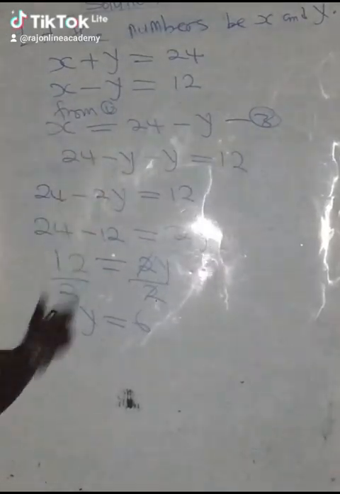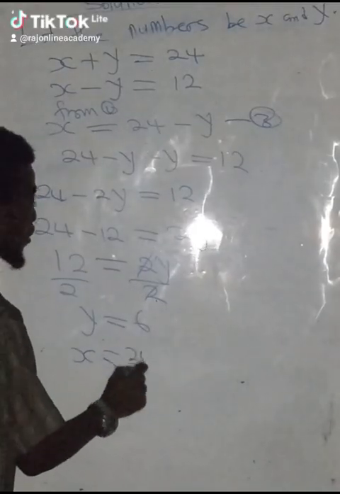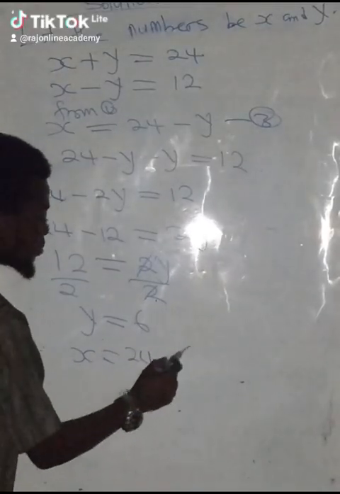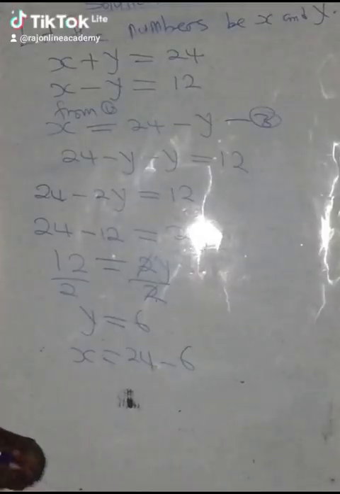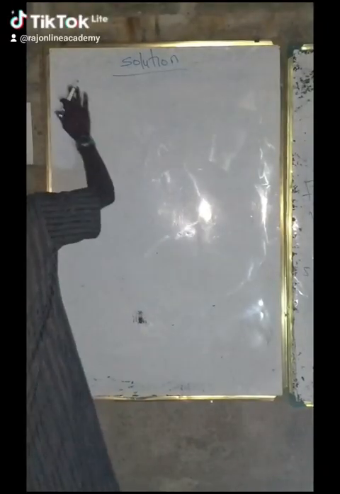Take another equation and substitute. Look at equation 3. From 3 here we have x is equal to 24 minus y. What is y? 6. When you subtract, you have the same answer. Are we okay?